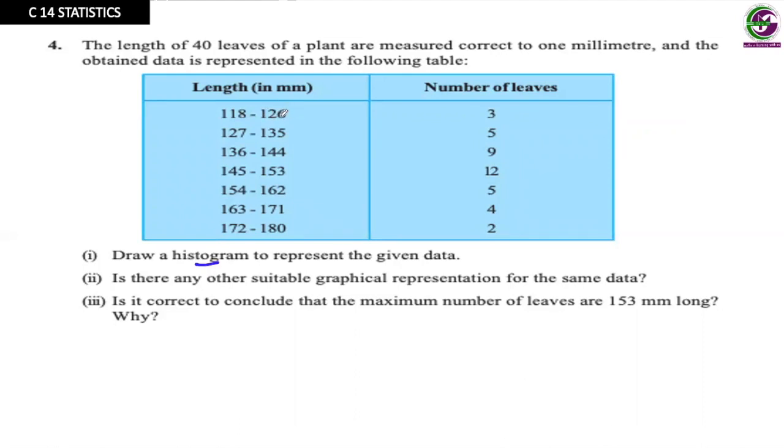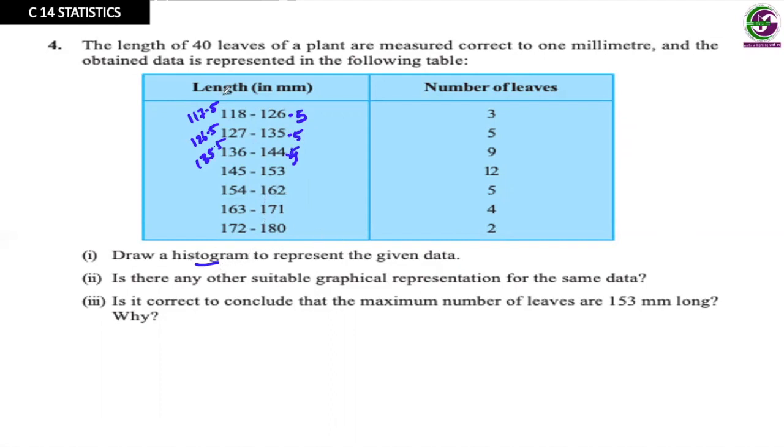We see the difference between the upper limit of an interval and the lower limit of the next interval. Find the difference between them. 127 minus 126 is 1. Divided by 2, so it is half. Then add half to the upper limit and subtract half from the lower limit. So the data will be continuous now. 135.5, 144.5 and continue. So this data is continuous now and we can represent it on a graph.